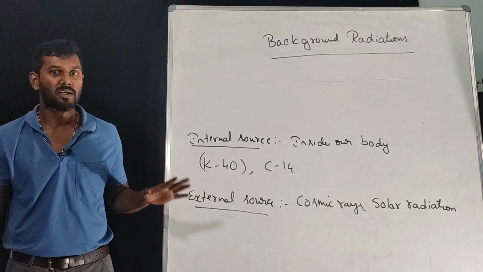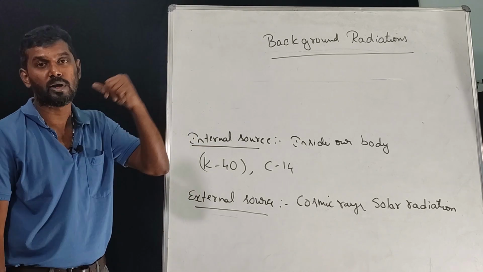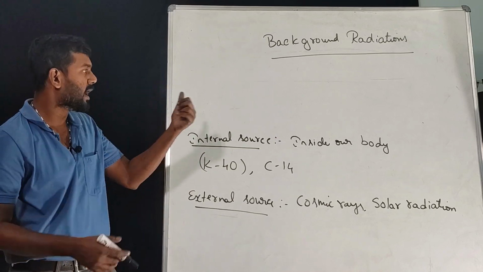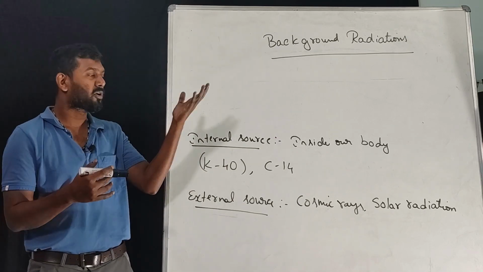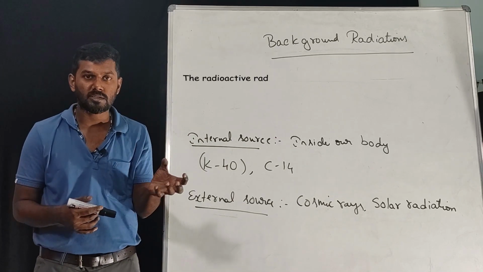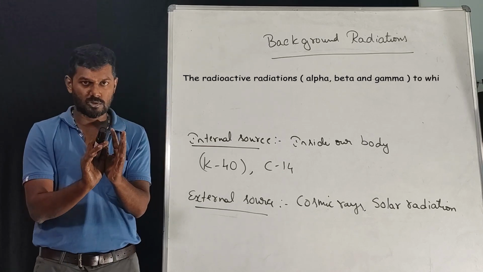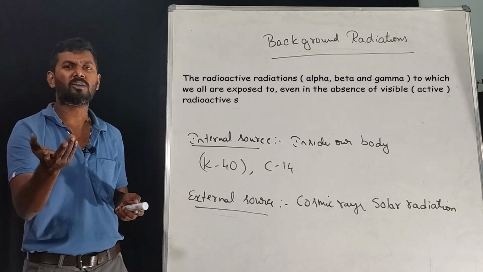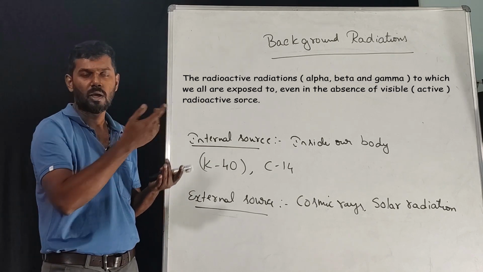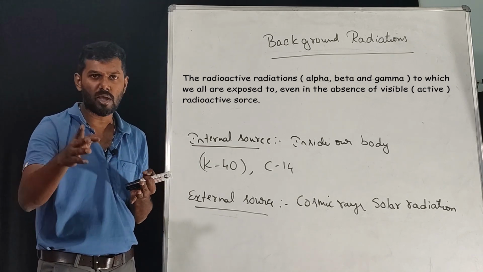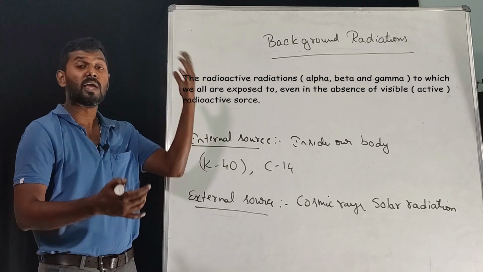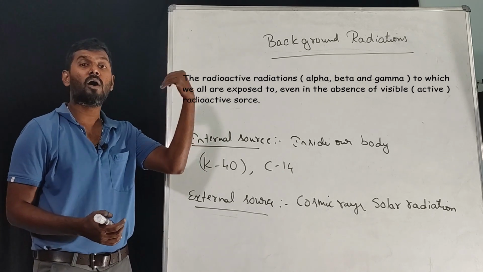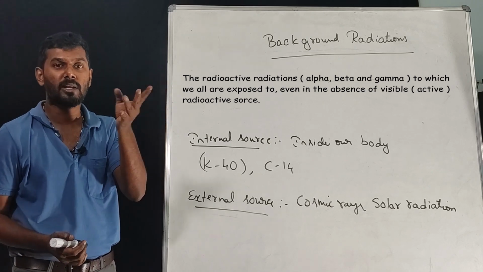Now we'll talk about the final topic, that is background radiation. What do you mean by background radiation? These are the indirect radiations. I'll define it. Background radiations are the radioactive radiations which we are all exposed to, even in the absence of an active source. What are the active sources? Nuclear waste and nuclear radiations, right? Those are the active sources. Even in the absence of active sources, we are exposed to all these radiations, nothing but alpha, beta, gamma.